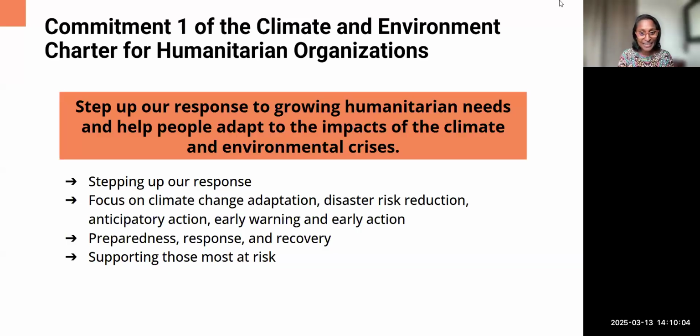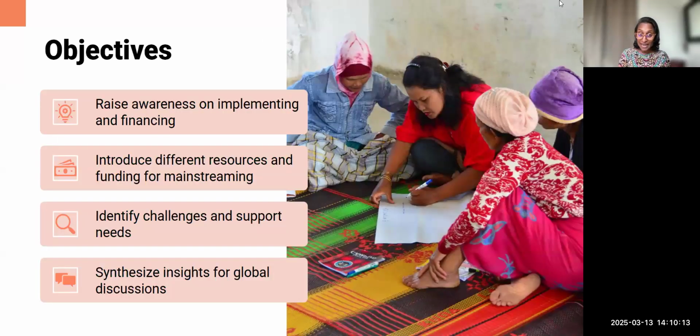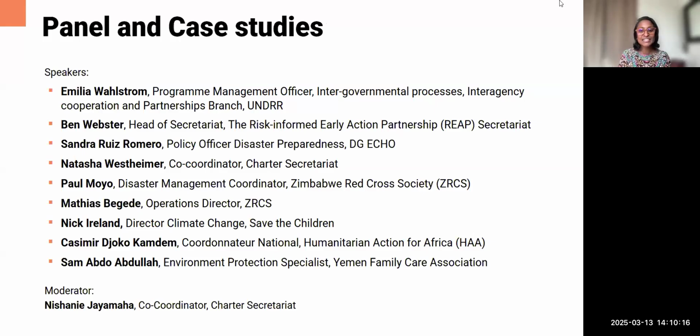So without further delay, you can see we have a great array of speakers and organizations who are going to share experiences today. And we kickstart this with Amelia Wallstrom, Program Management Officer, Intergovernmental Processes and Interagency Cooperation and Partnership Branch from UNDRR, who will provide us with a framing on the importance of mainstreaming DRR into humanitarian context. And then we will move over to Ben Webster, head of the Secretariat of the Risk-Informed Early Action Partnership, REAP, with a framing on the importance of linking efforts across the climate and development and humanitarian communities. So over to you, Amelia.